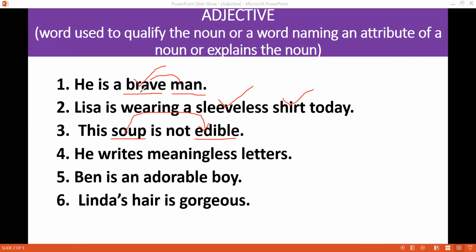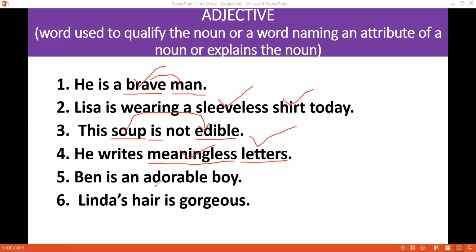Usually, adjectives are placed before a noun, but if they are used to explain something, like in this sentence, they are placed after the helping verb, because "is not edible" is an explanation of the soup. In this situation, they are used at the end. He writes meaningless letters. Letters is a noun. The word meaningless has been used to qualify the letters, so meaningless is an adjective.